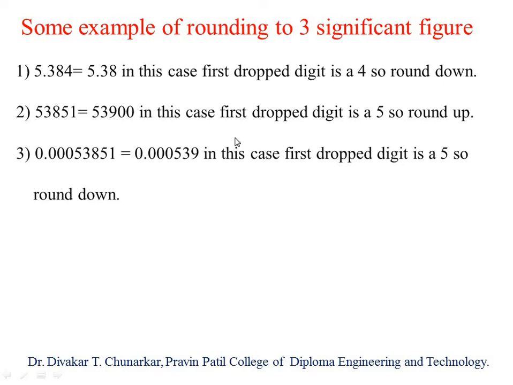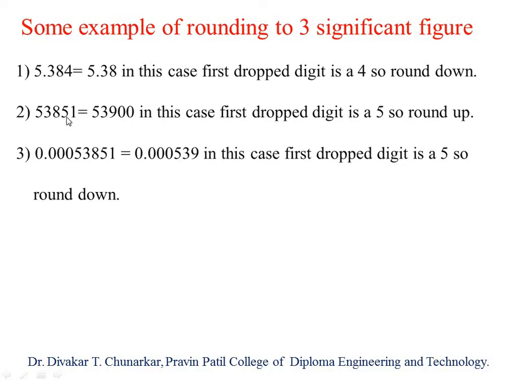Then some examples of rounding to 3 significant figures. Before, we explained 2 significant figures. Now here is 3 significant figures, keep this in mind. The same example I will take here, 5.384. The answer is 5.38. In this case, the first dropped digit is 4, so this is a round down number.